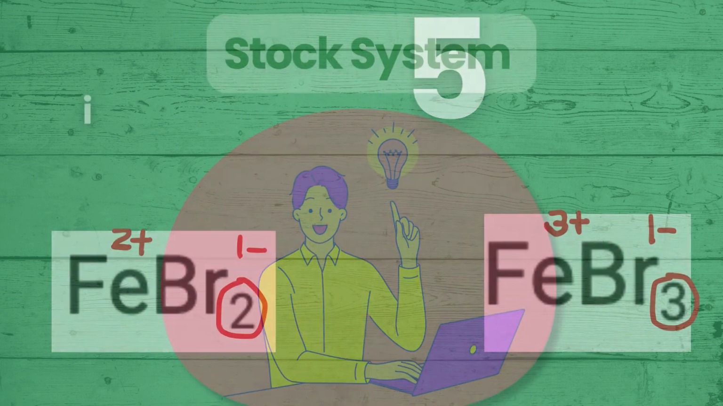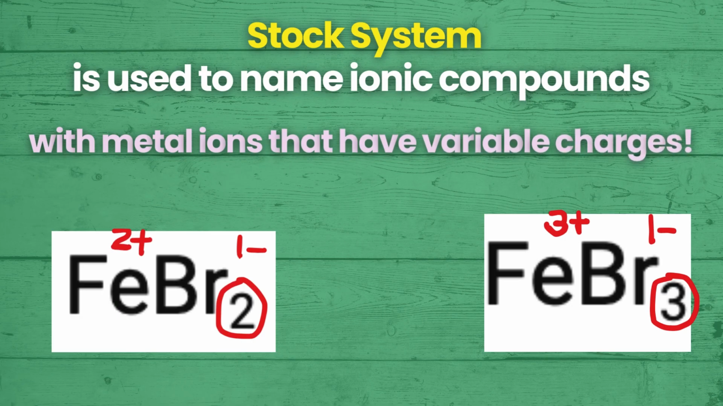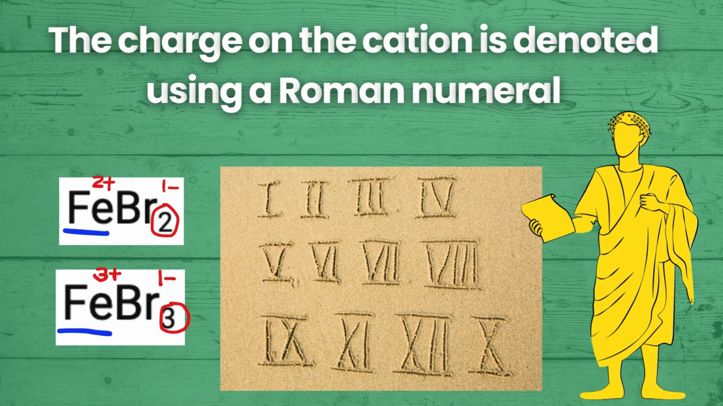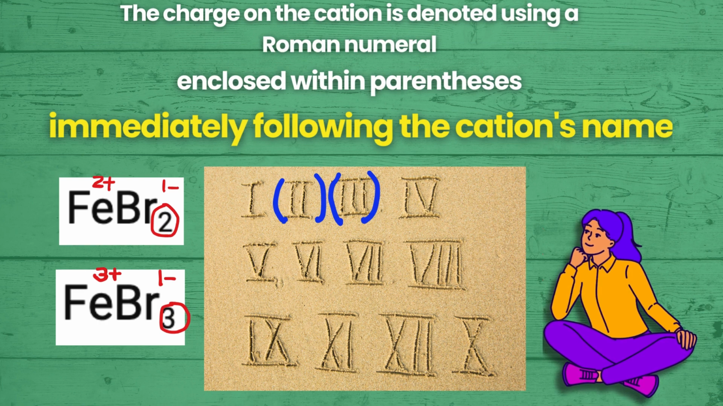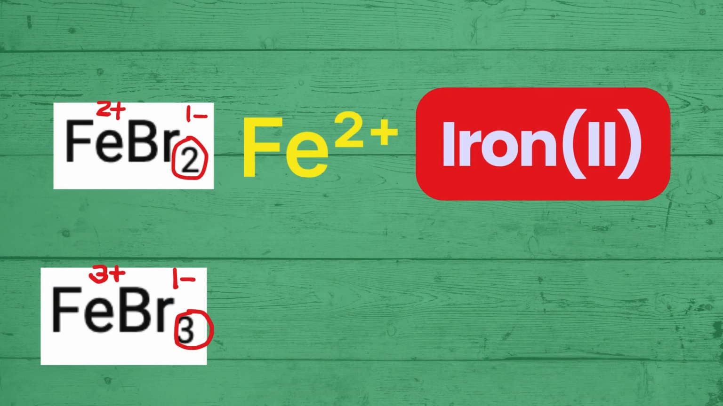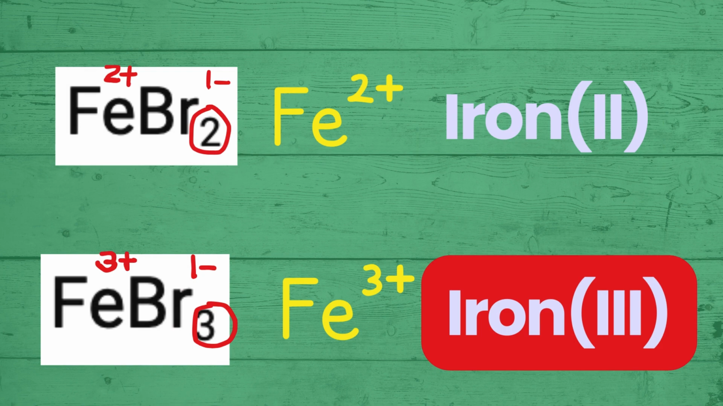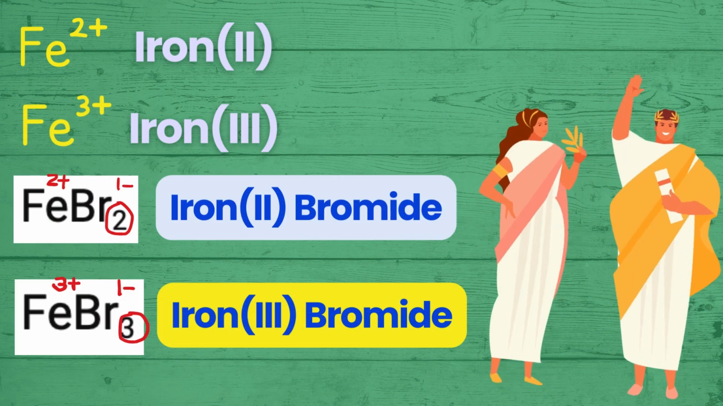Tip 5. The stock system to name ionic compounds with metal ions that have variable charges is used here. The charge on the cation is denoted using a Roman numeral, enclosed within parentheses, immediately following the cation's name. Fe2+ is referred to as iron (II), and Fe3+ is referred to as iron (III). So FeBr2 is written as iron (II) bromide, FeBr3 is iron (III) bromide.